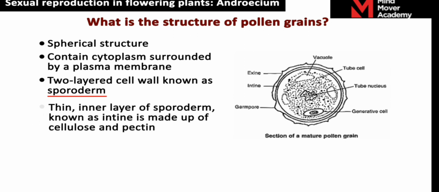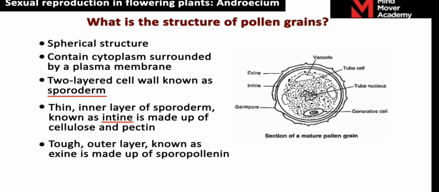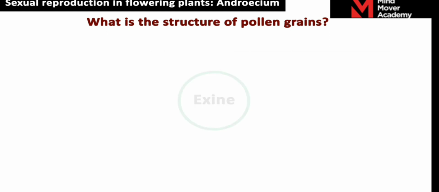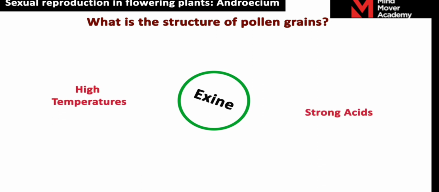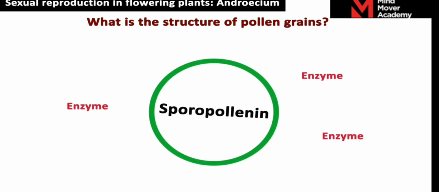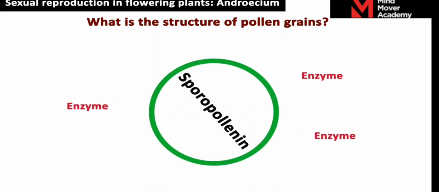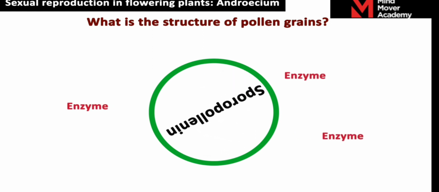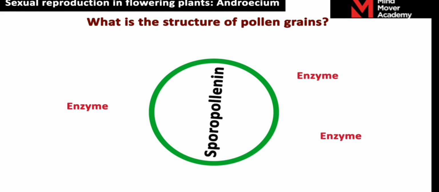The thin inner layer of sporoderm is known as intine. Intine is a continuous layer that is made up of cellulose and pectin. Besides intine, sporoderm has a tough outer layer known as exine. The exine is composed of sporopollenin, which is one of the most resistant organic materials known. As a result, the exine can withstand high temperatures, strong acids, and alkali. It would surprise you to know that no known enzyme can degrade sporopollenin. Exine also has prominent apertures called germ pores where sporopollenin is absent.